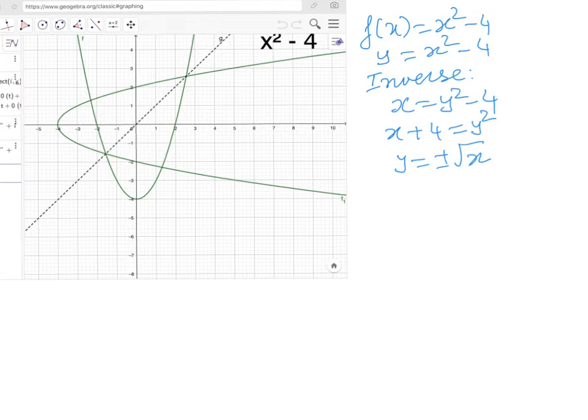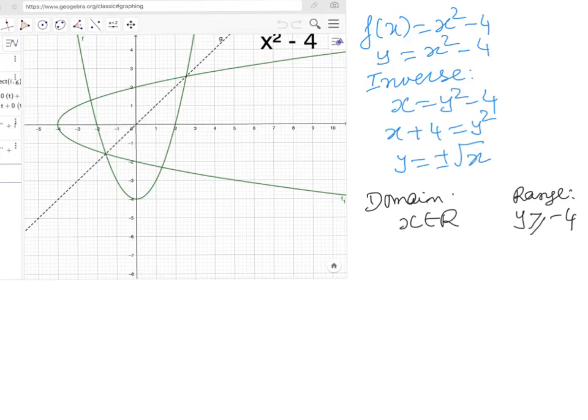The original function has a domain of x element of R. That means for all x values, and a range of y greater than or equal to -4. All the values above the turning point. And I have the turning point here as (0, -4). So these are the properties of the original function f of x, x squared minus 4.